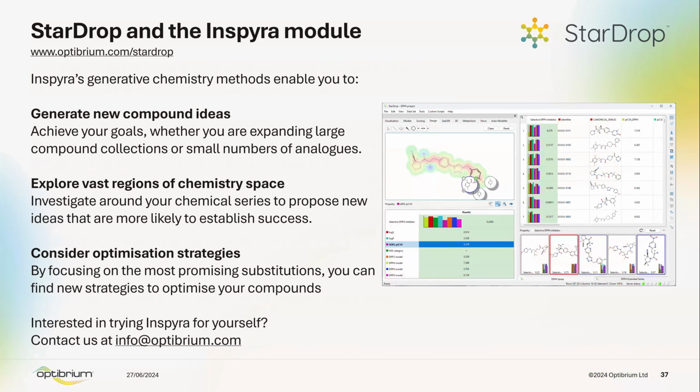So next, we'll move on to the Q&A section of today's webinar. And while you have a few moments to type in any questions that you have, I will just mention that in StarDrop and the Inspyra module, this approach to generative chemistry that I quickly demonstrated today really helps you to generate new compound ideas, to explore vast regions of chemical space around your leads or series, and also, on an individual compound basis, consider optimization strategies for substitutions and modifications to achieve your objectives.